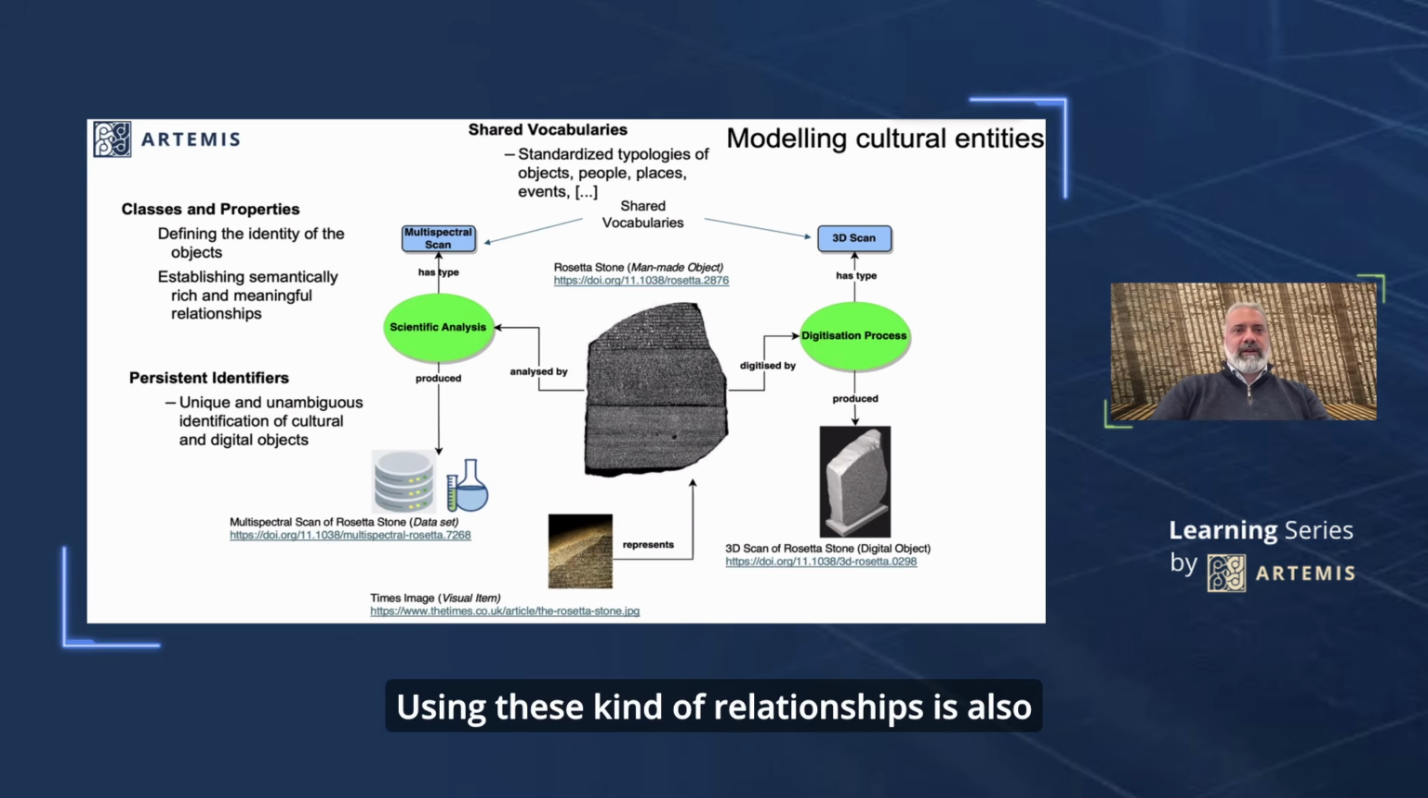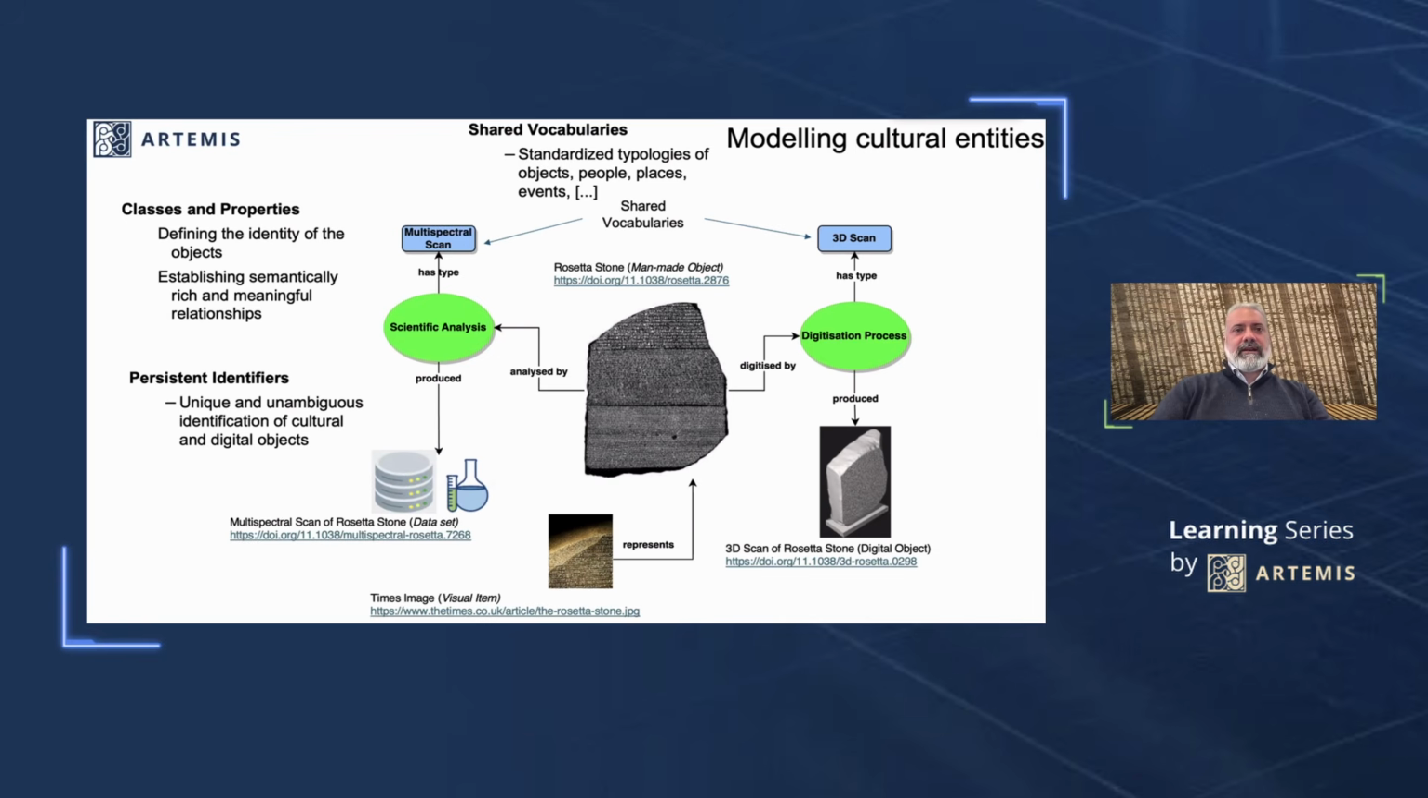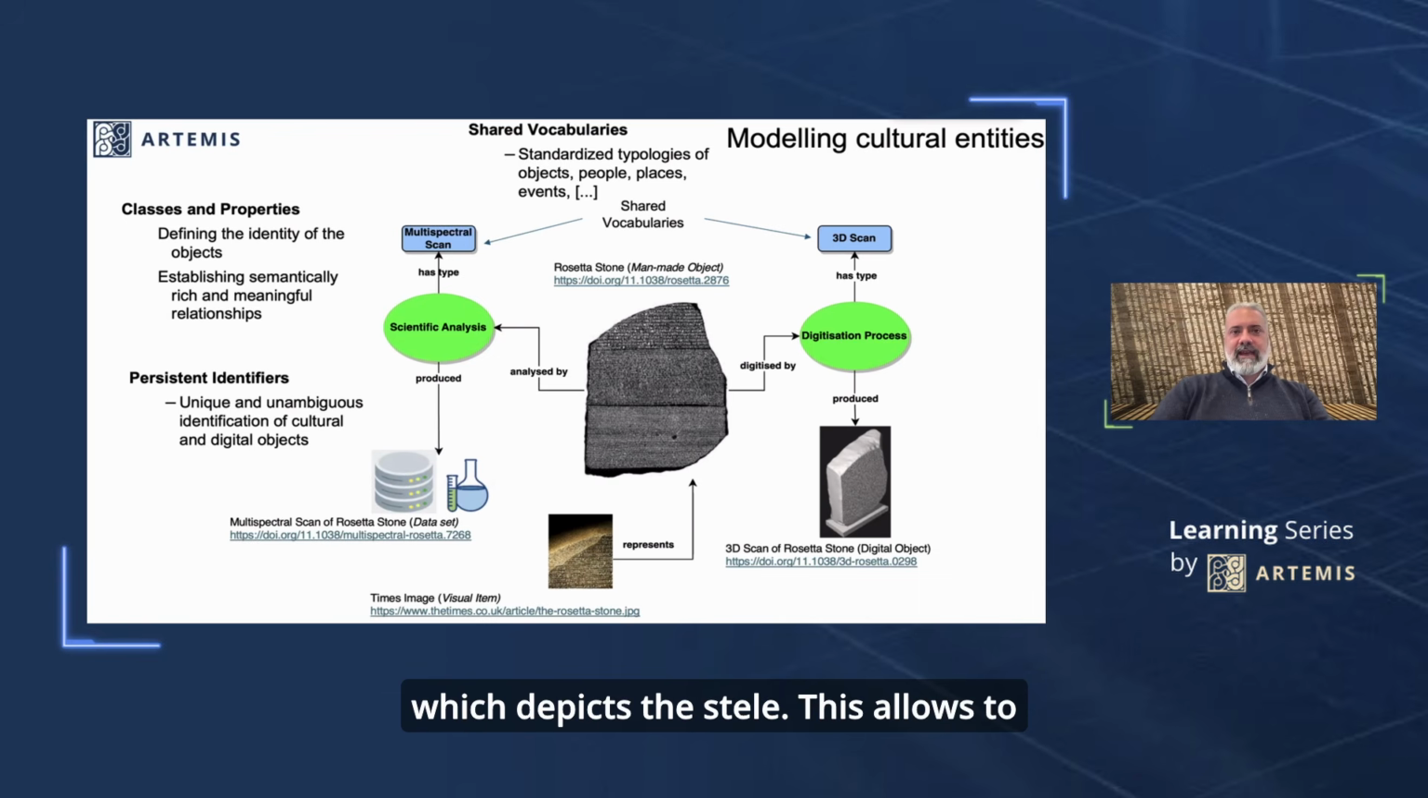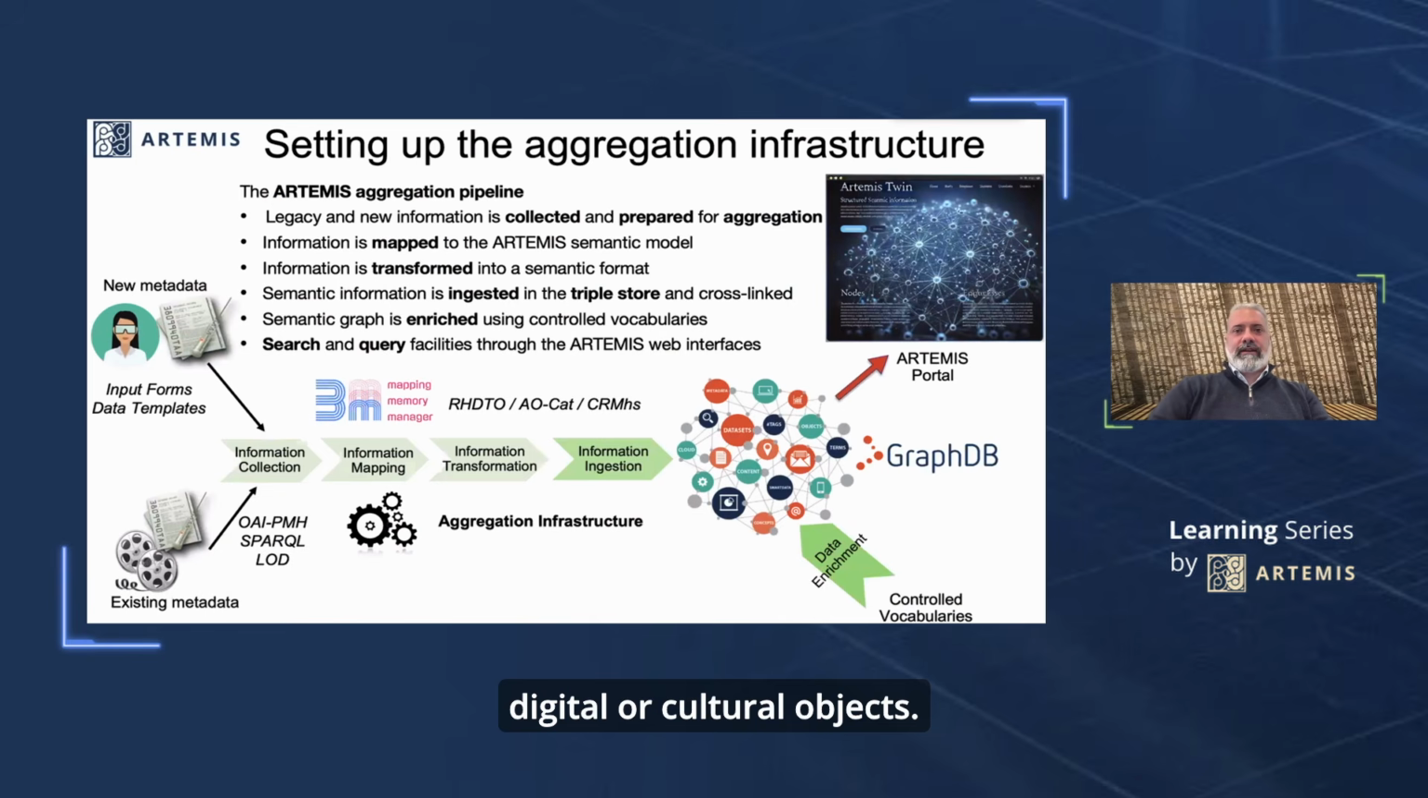Using this kind of relationships is also possible to distinguish the real-world entities from the digital objects that represent them, as in the case of the digital image at the bottom of the schema, which depicts the stele. This allows to overcome any possible conceptual or linguistic ambiguity when we describe and we talk about digital or cultural objects.